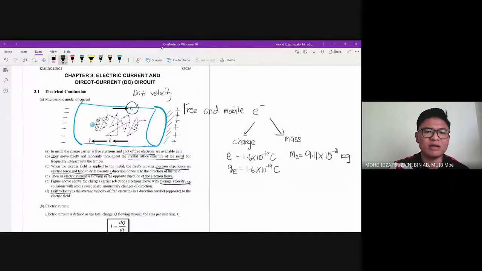You have to memorize, or you can try to understand how the current is formed. Okay, now look at part B.